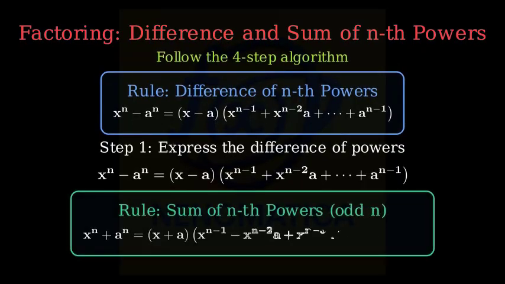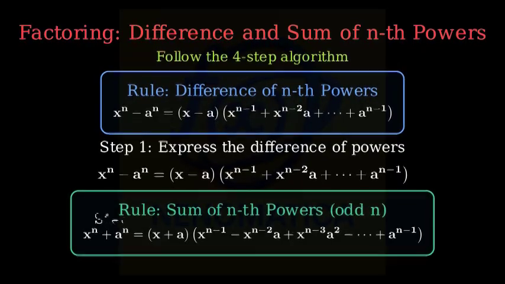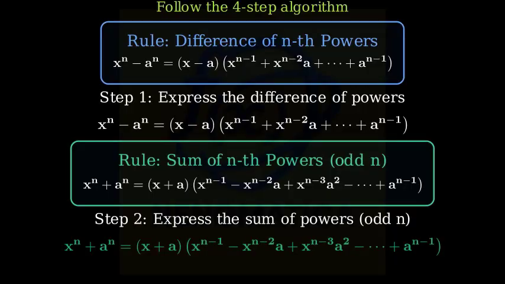Step 2. Express the sum of powers for odd n. Read it as x to the n plus a to the n equals x plus a times x to the n minus 1 minus x to the n minus 2 a plus x to the n minus 3 a squared, alternating signs, and continuing up to a to the n minus 1.